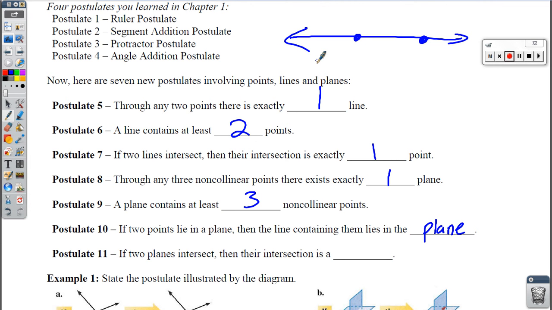Postulate 11. If 2 planes intersect, their intersection is a line. So just think about 2 walls. If you have 2 walls coming together, the 2 walls intersect on a straight line. Or you can look at the ceiling and a wall or the floor and a wall. Any flat two-dimensional surfaces that intersect, they intersect on a straight line. All right.